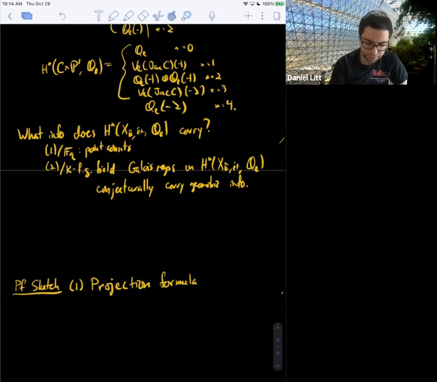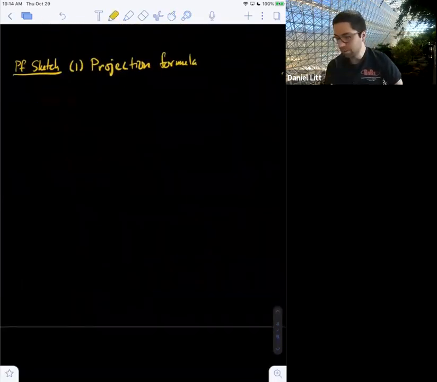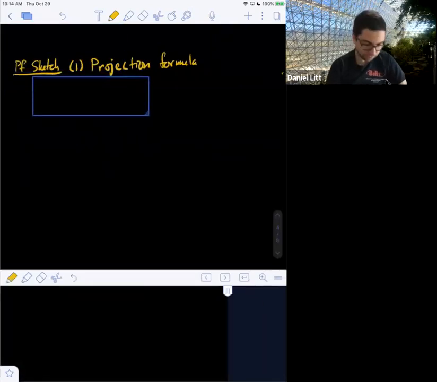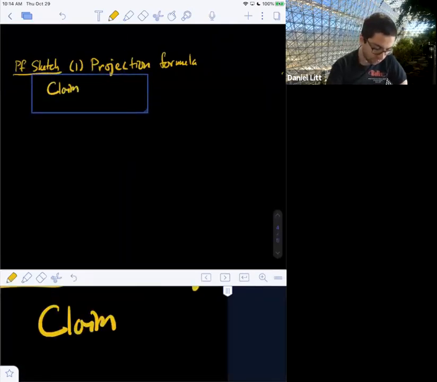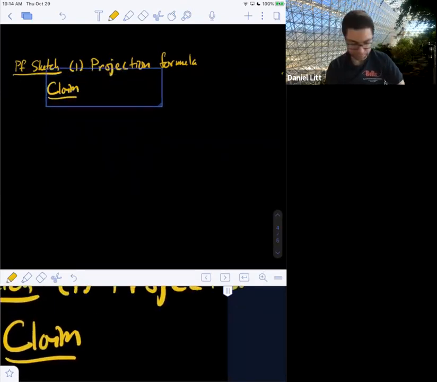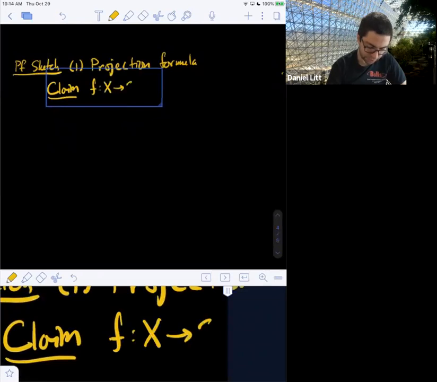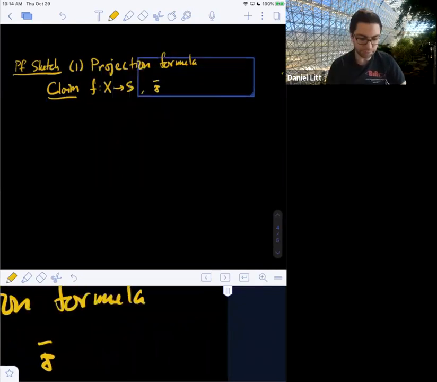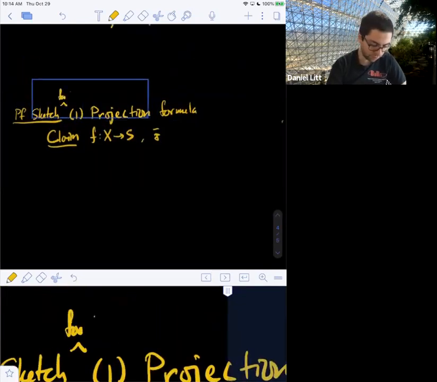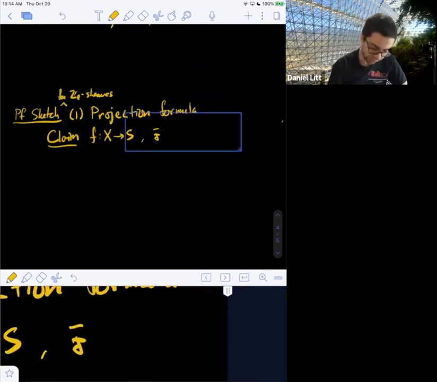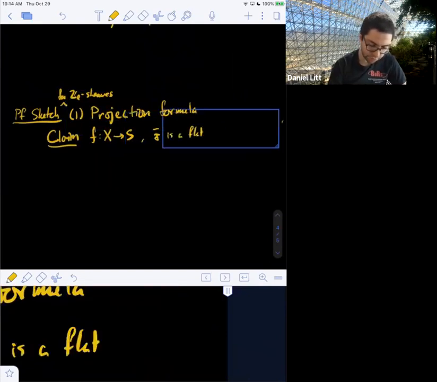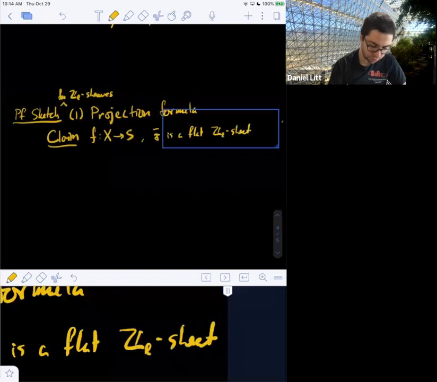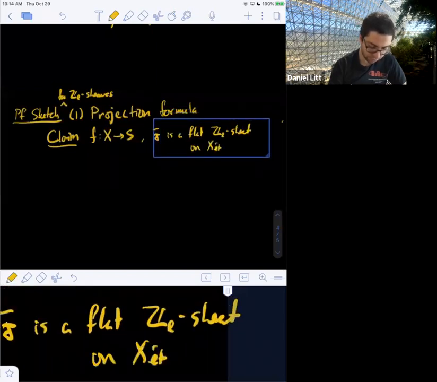Okay, let me sketch the proof of Künneth now. Step 1 is the following claim, which we've already actually used a little bit implicitly, but I want to make it explicit. Suppose f from X to S is a map. I'm going to prove it for Z_L sheaves. Suppose F is a flat Z_L sheaf on X étale, which again does not mean a sheaf on X étale. It means an inverse system of such things.